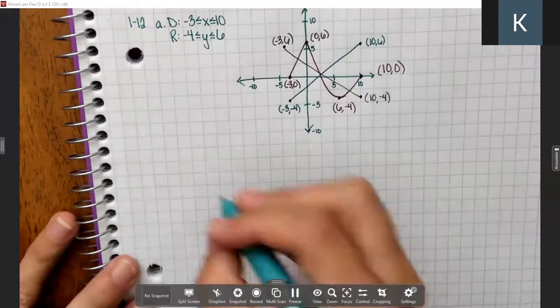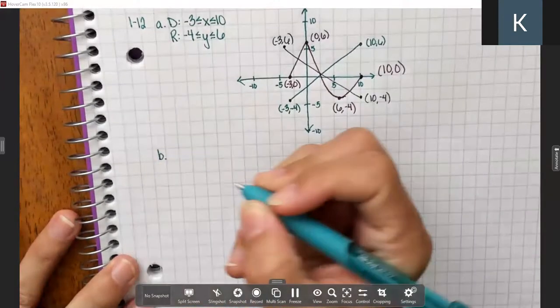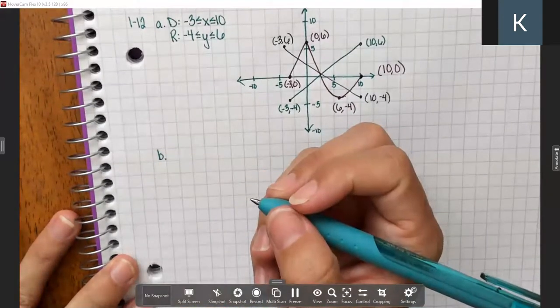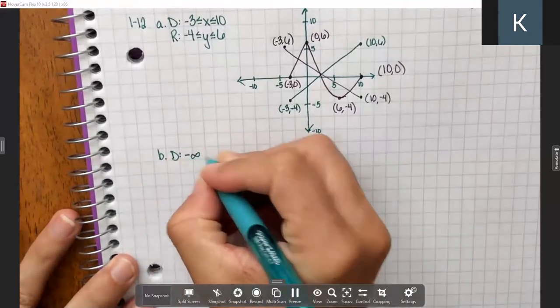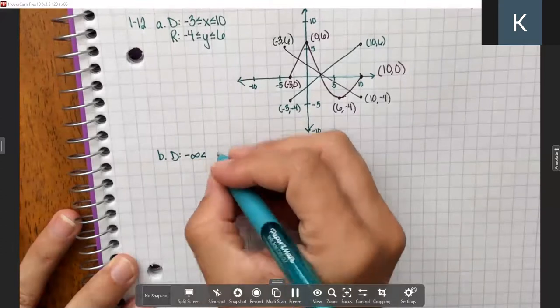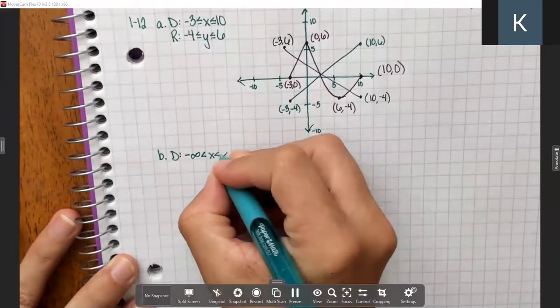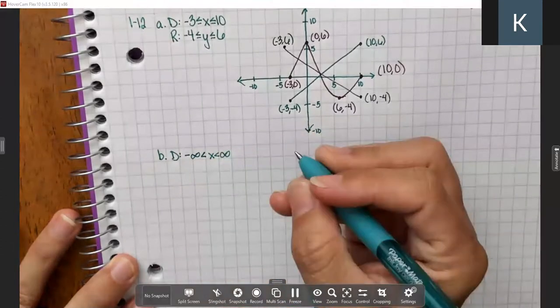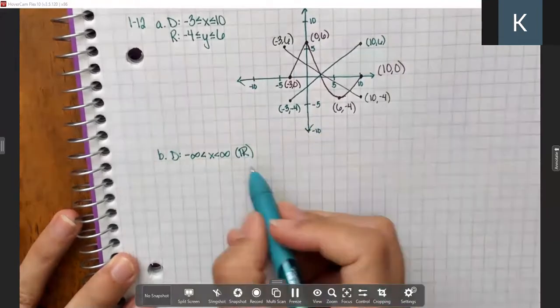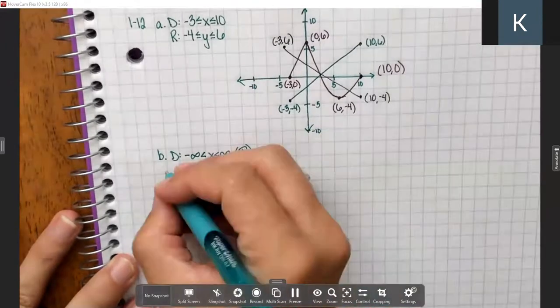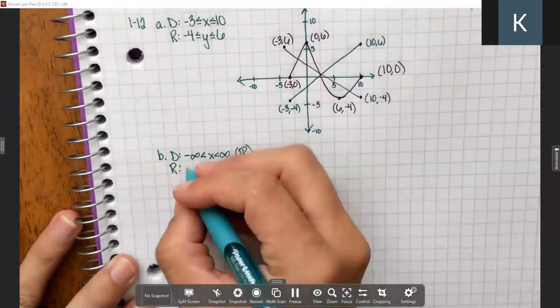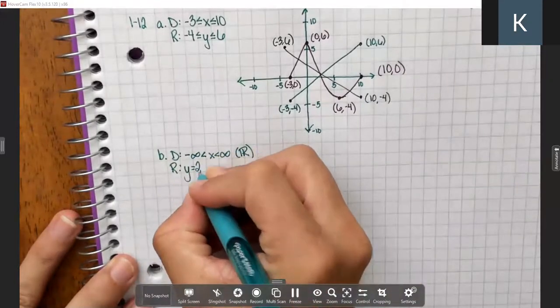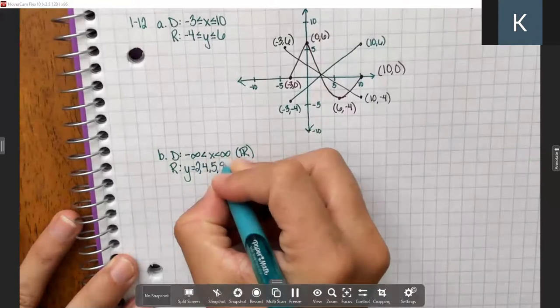For part B, the domain is -infinity to infinity. And sometimes that'll be written with a capital R with 2 lines there. And then the range is y equals 2, 4, 5, and 8.